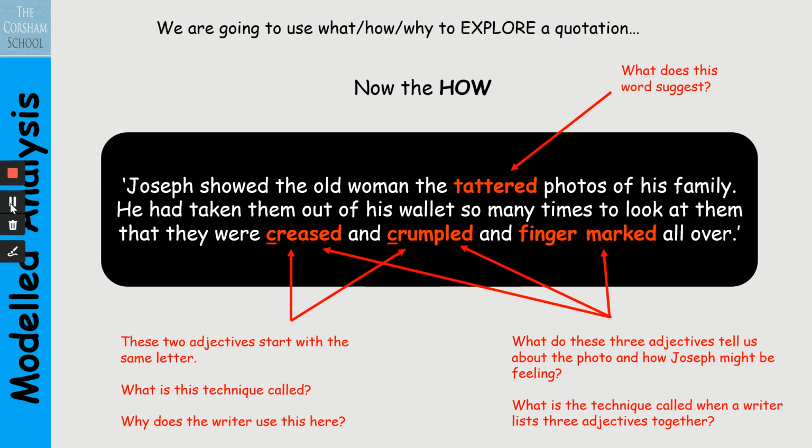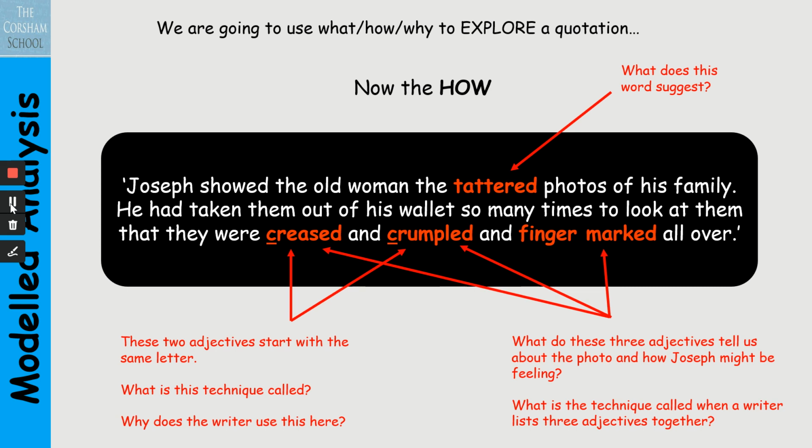It might be a book that you have that you've read over and over again because you particularly enjoy it. We've got creased and crumpled as well, picked up here at the bottom. The two words start with the same letter. Those words are adjectives to describe what the picture looks like. What kind of technique is that when we use two words beginning with the same letter, one after another? And then think about why the writer uses those words.